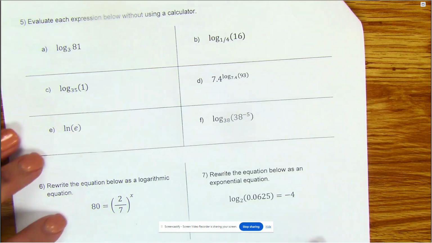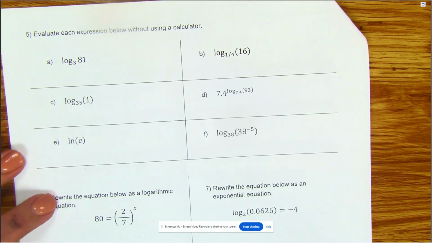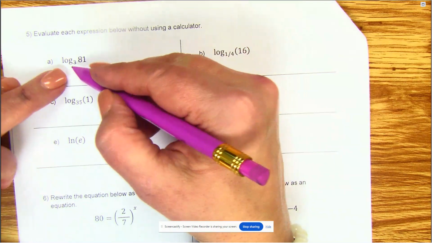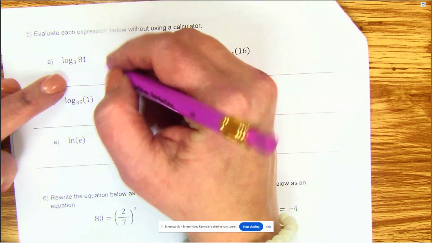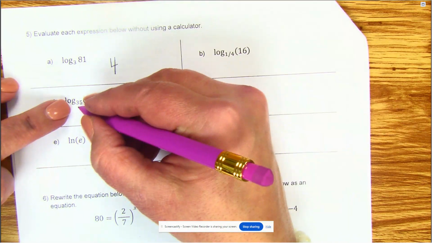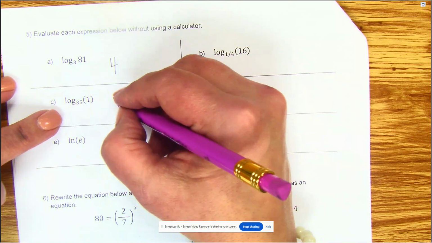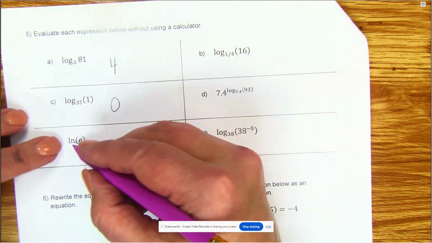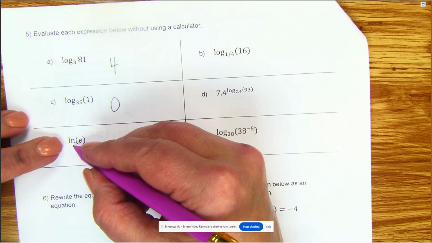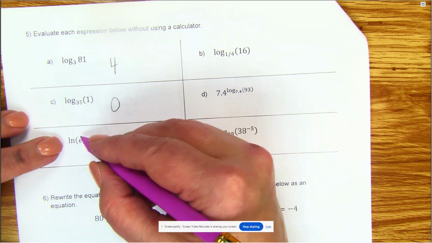Number 5, this is just seeing if you can do mental math. Again, this is 3 to what power is 81? The 4th power. 35 to what power is 1? The 0 power. ln means log base e. E to the what power makes e? 1.